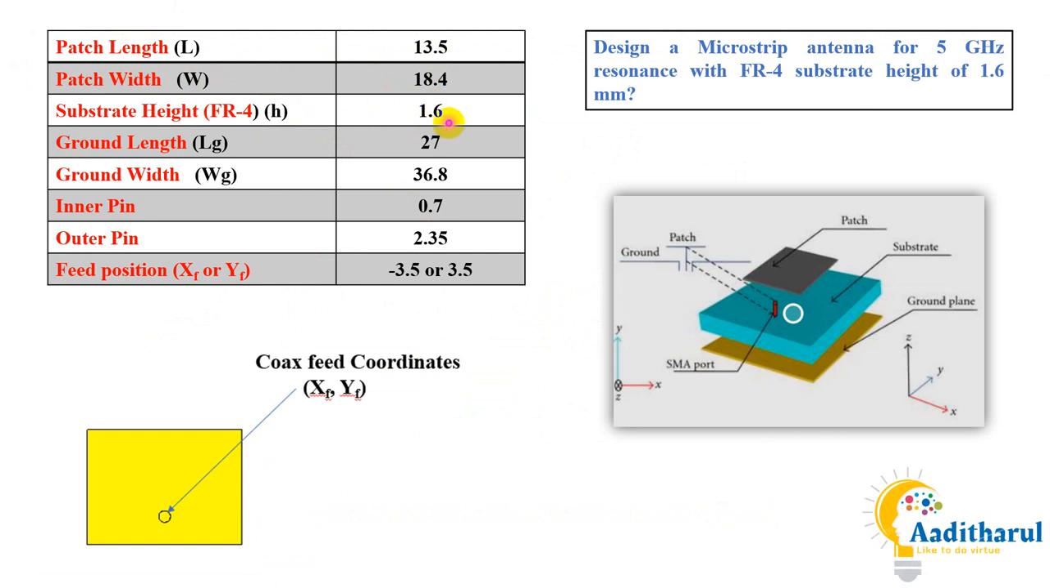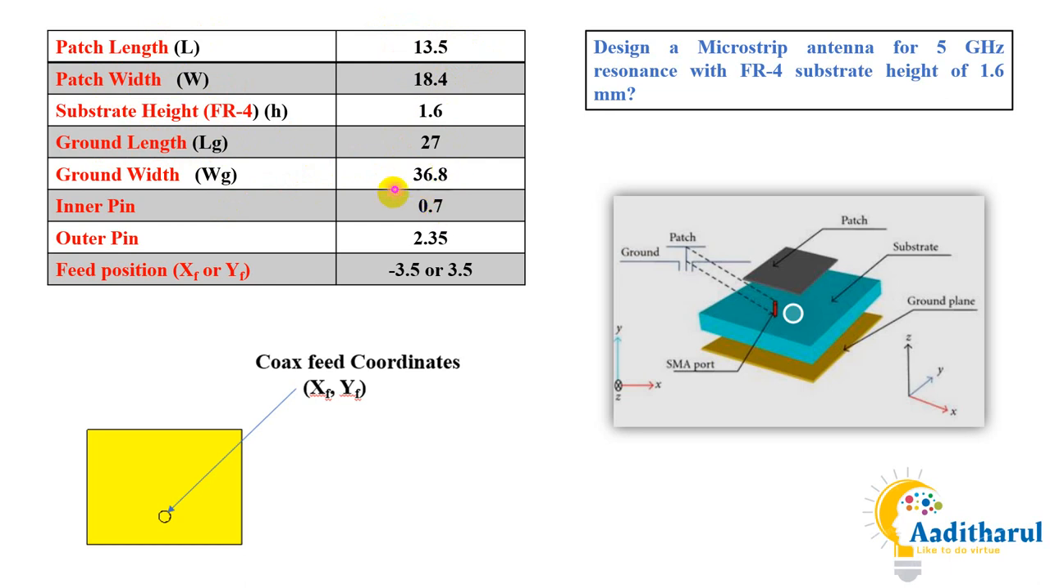I am going to take the substrate height as 1.6. The substrate and ground length should always be double the patch length and patch width. So here the patch length is 13.5 and the ground length is 27, and the patch width is 18.4, which multiplied by 2 gives a ground width of 36.8.